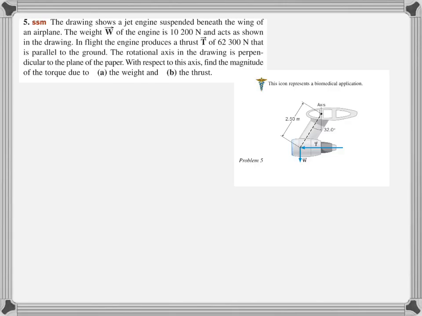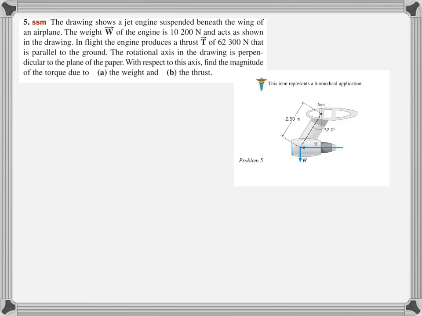So now we're going to look at problem 5. Problem 5 tells us that the drawing shows a jet engine suspended beneath the wing of an airplane. The weight of the engine is 10,200 newtons and acts as shown in the drawing. In flight, the engine produces a thrust vector T of 62,300 newtons that is parallel to the ground.